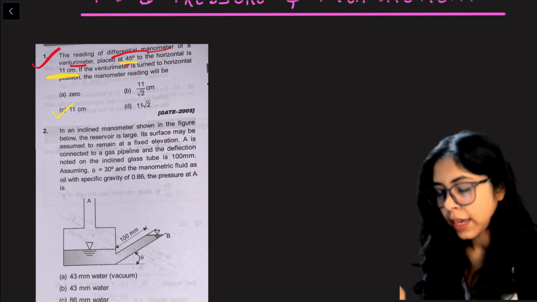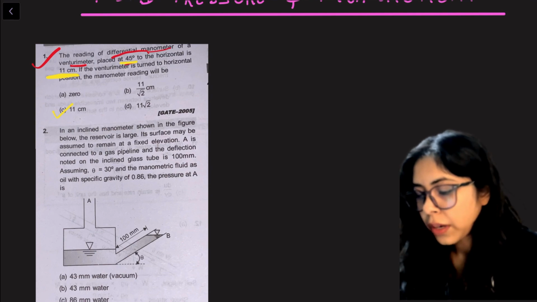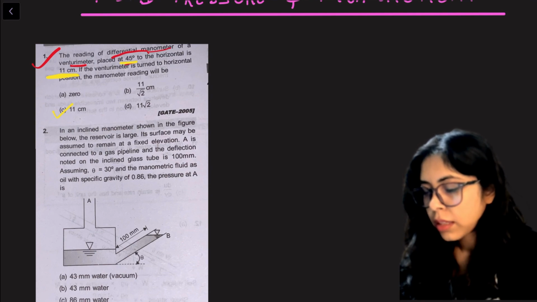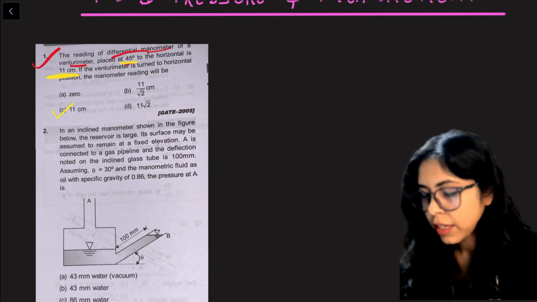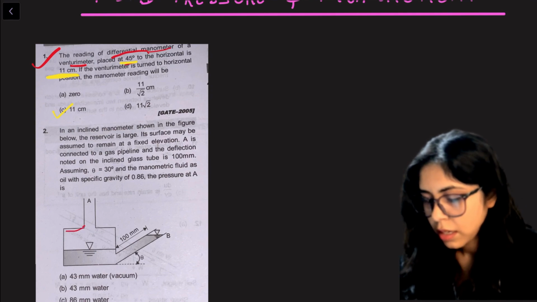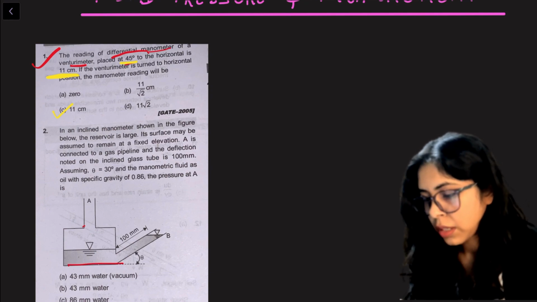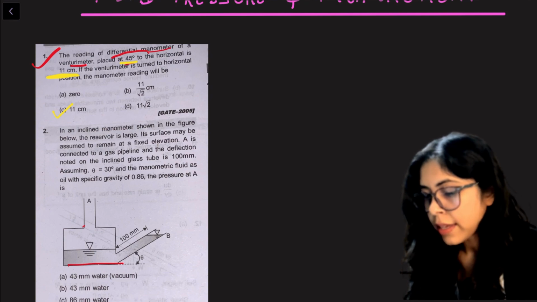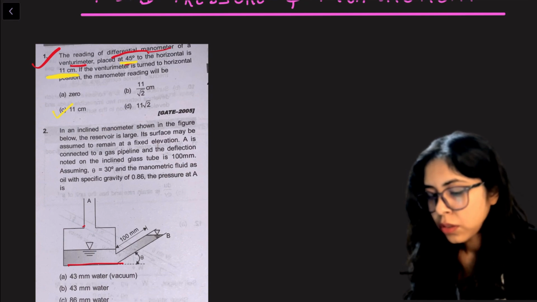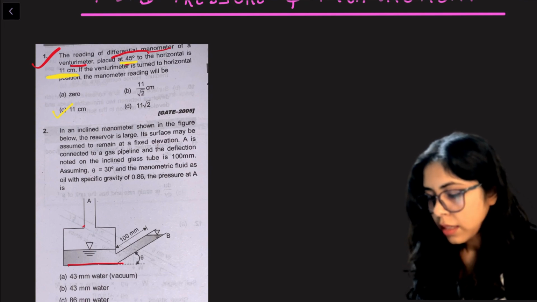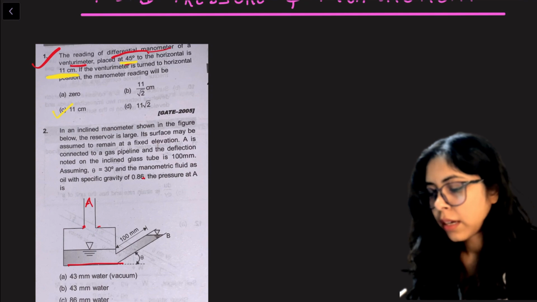Now question number 2, as we see, is an inclined manometer shown in the figure below. The reservoir is large. Okay, here we can see there is a reservoir. This is the reservoir, and its surface may be assumed to remain at a fixed elevation. Okay, so the surface is with a fixed elevation. A is connected to a gas pipeline, and the deflection noted on the inclined gas tube is 100 mm.